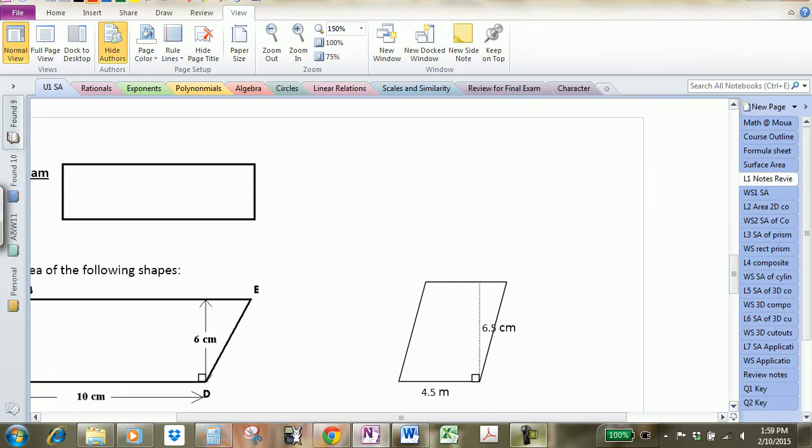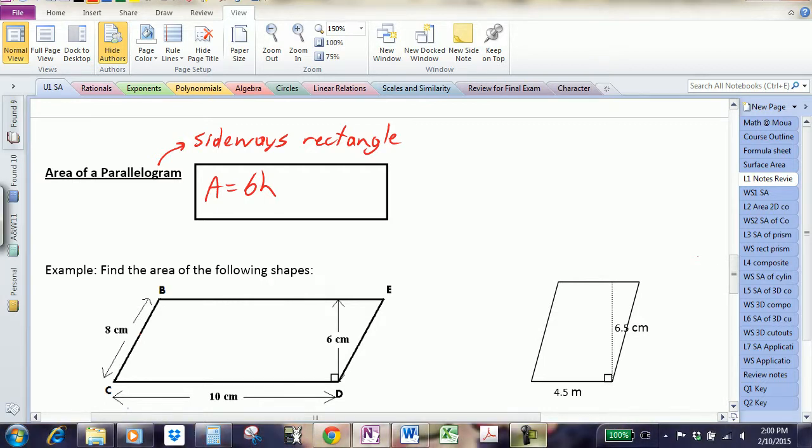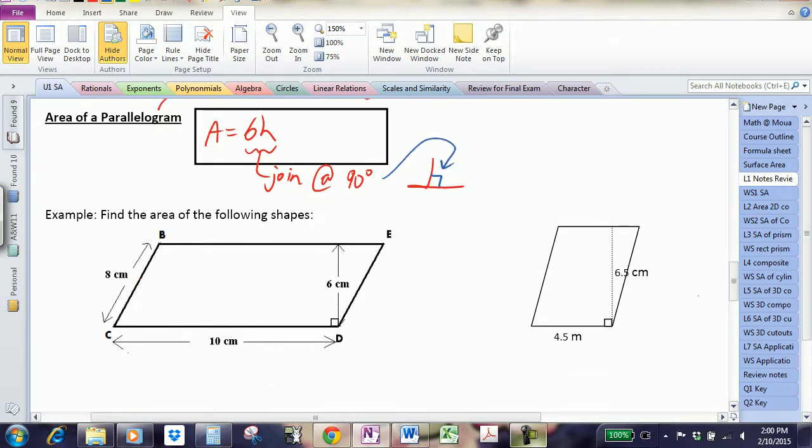Alright, next one. Parallelogram. Not too often you see these, but sometimes they do come up. This is basically a sideways rectangle. So the area is base times height, length times width. You just got to be careful using the proper base and the height. Okay, so the base and the height again will join at 90 degrees. So you're going to look for the little 90 degree symbol. Doesn't matter which is which.